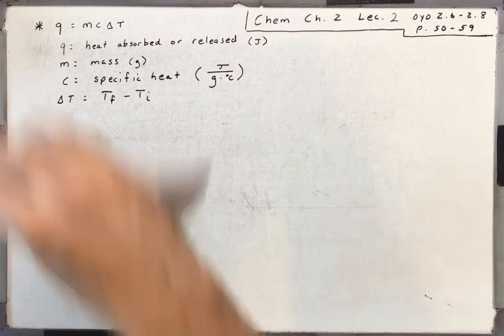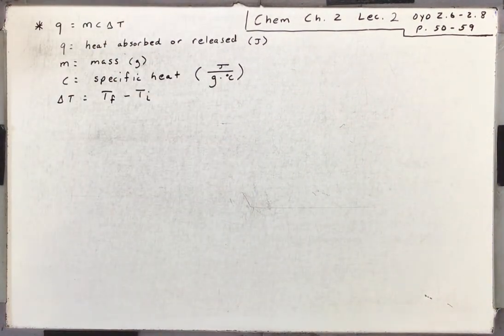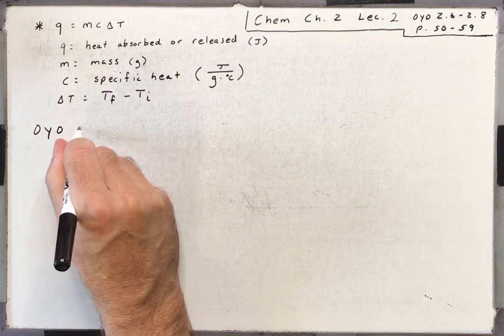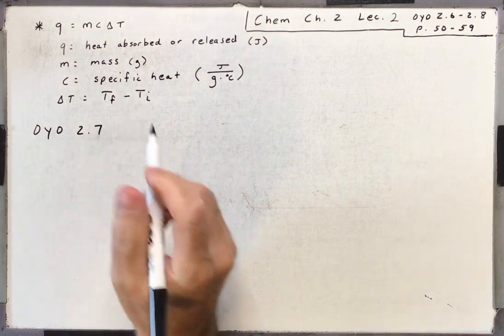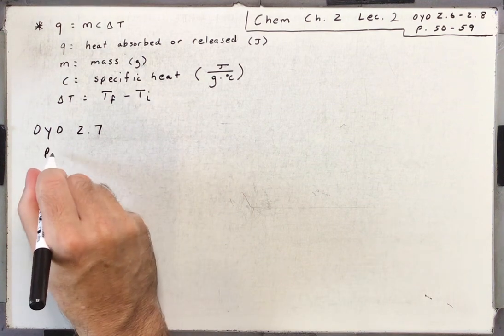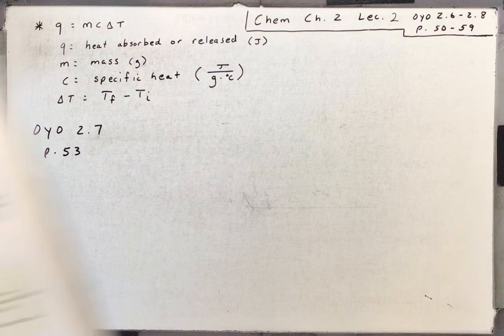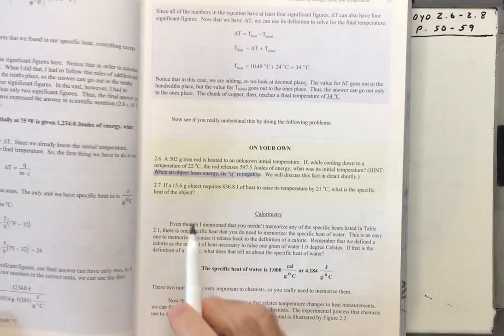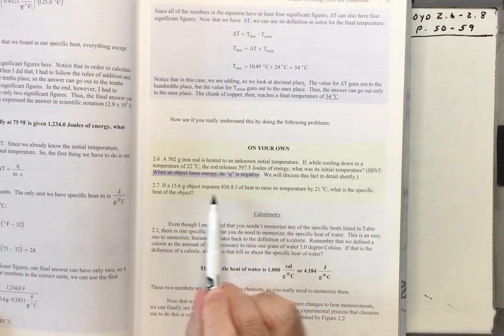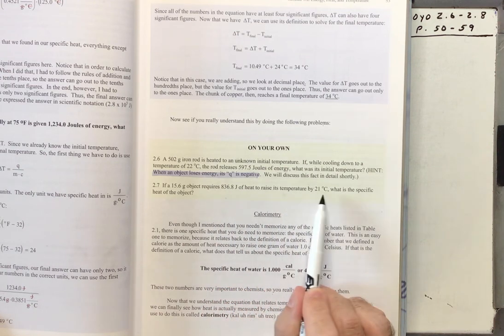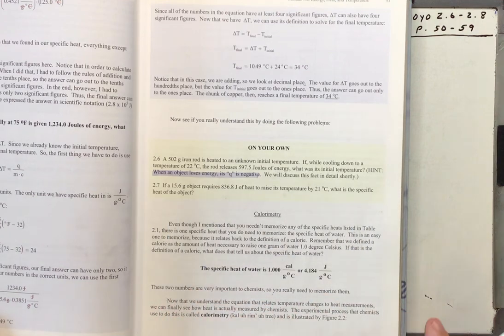All right, so that's a good one to start off with. Probably that one was a little more complicated than this next one. So on your own 2.7 on page 53, let's bring that into view. That one says if a 15.6 gram object requires 836.8 joules of heat to raise its temperature by 21 degrees C, what is the specific heat of the object?